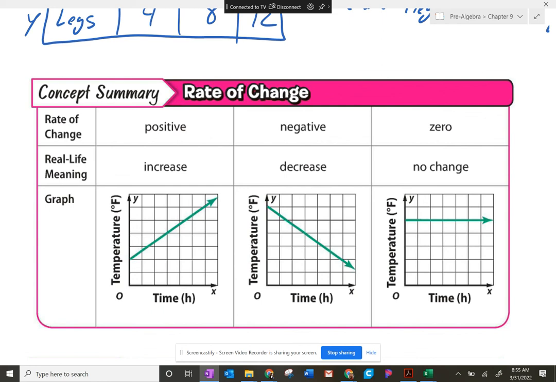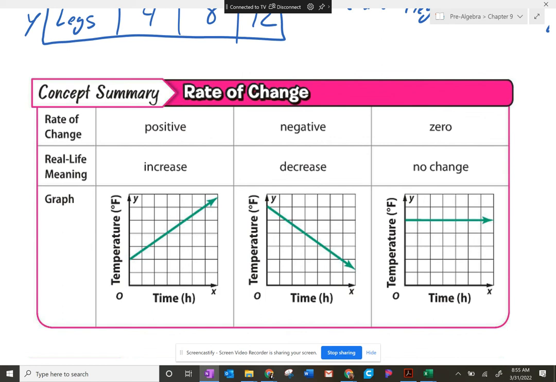Okay? If it's a negative number, and we did have that one negative number, that was the one where we lost $20 every single day. That's going to be one where it points down. Okay? So it's going to be a negative rate of change. It means it's going to decrease. It's going to get smaller.